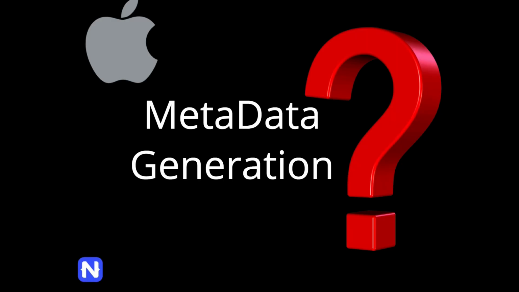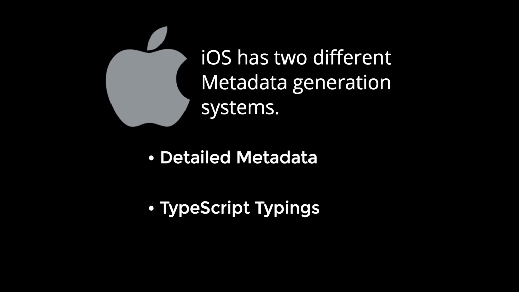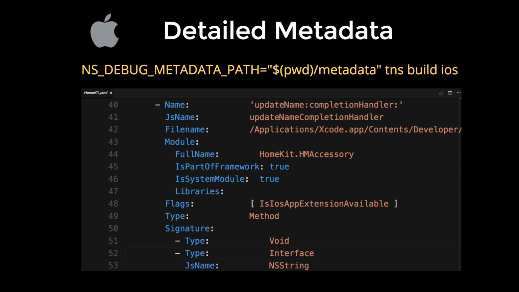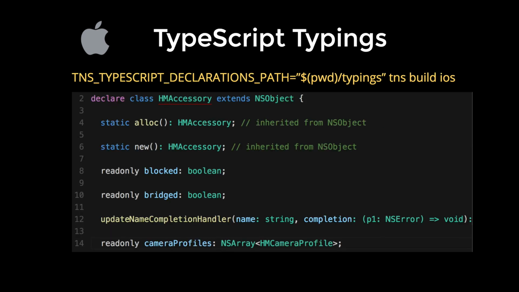iOS metadata generation. iOS has two different metadata generation systems. The first is a very detailed metadata system that generates this huge set of XML files that have all sorts of detailed metadata about all the third-party libraries that are being linked into the application. To build the detailed metadata, you basically need to set the environment variable TNS_DEBUG_METADATA_PATH to a location where you want the metadata generated, and then do a tns build ios. When the tns build ios detects that environment variable, it'll automatically generate all these XML files in that directory you pointed it to.